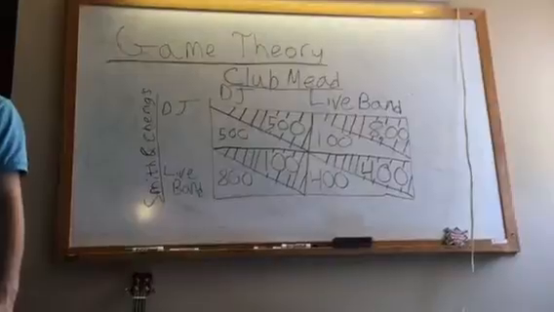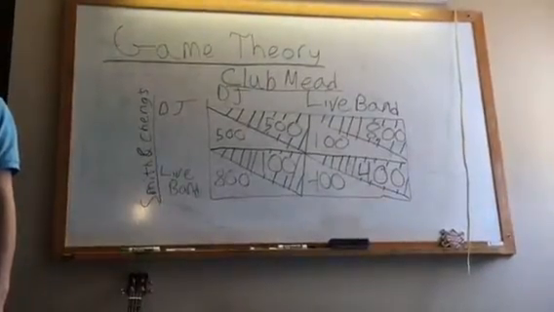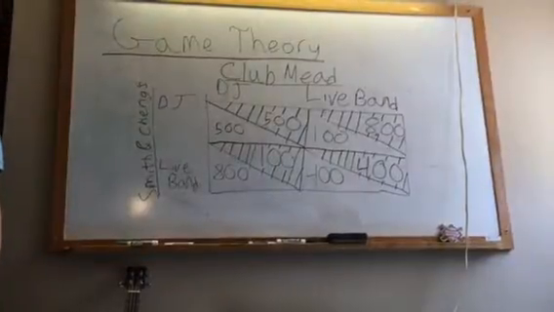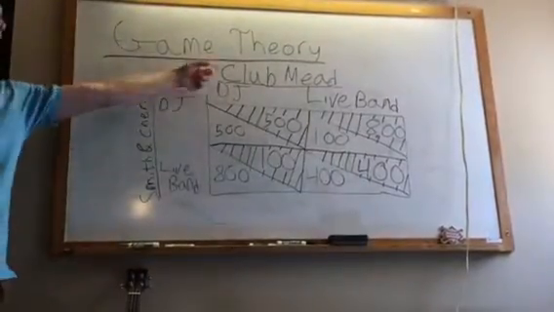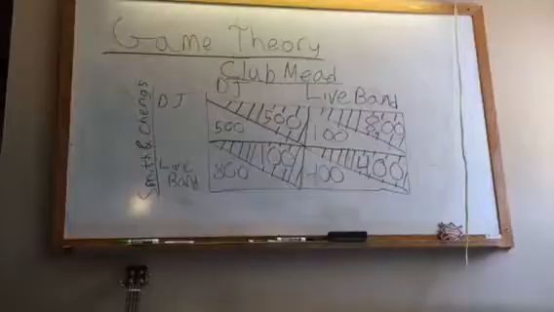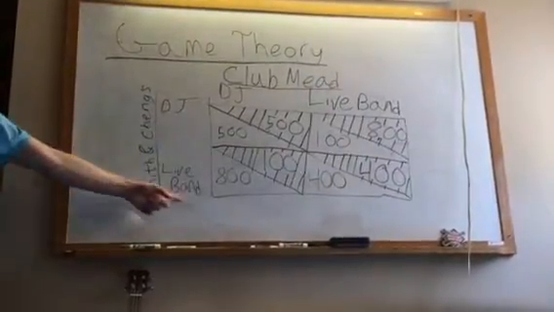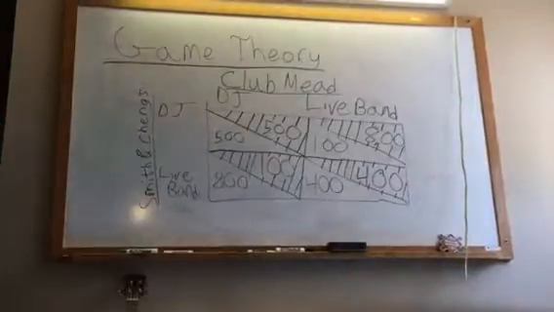In our next example, we're going to look at some local clubs. Alright, so as you can see here, we have game theory with Club Mead and Club Smith and Cheng's, and also their decisions to either go with DJs or live bands, and the profits associated with each.